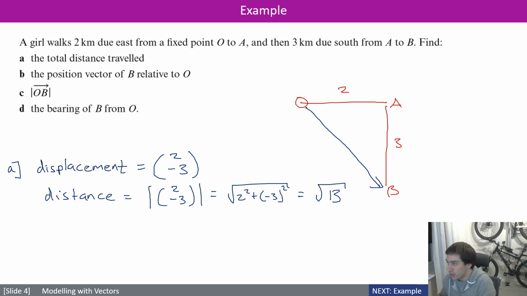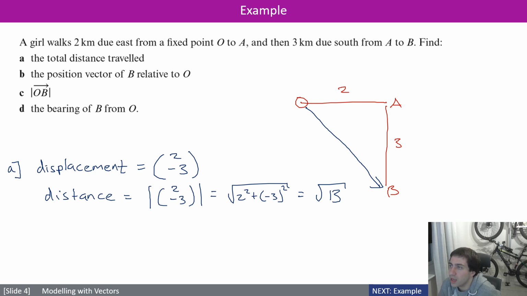You could just use Pythagoras, but what you'd effectively be doing is answering it in the vector form of answering the question. And we're going to do it this way for this case because we want to get used to using these words, displacement and distance and so on, and using the notation correctly.